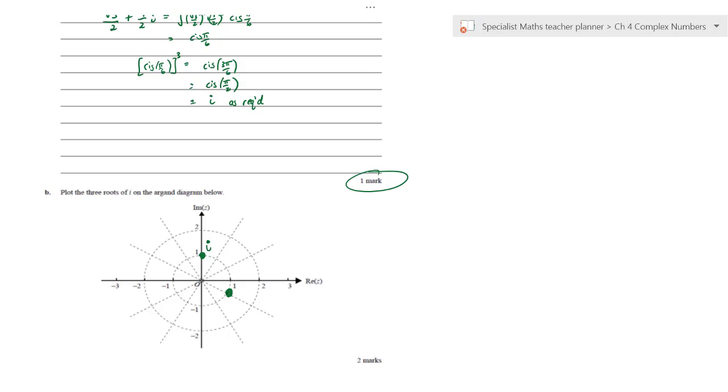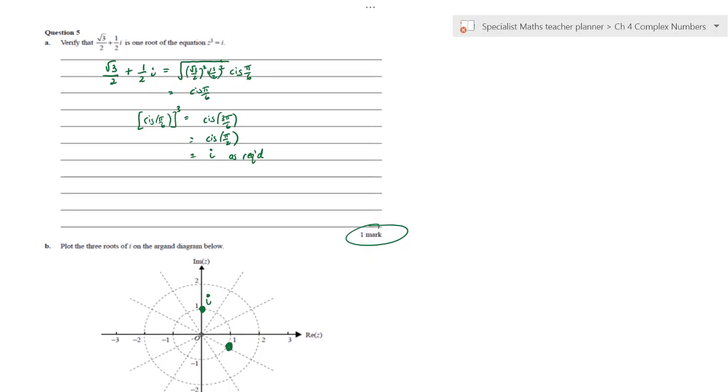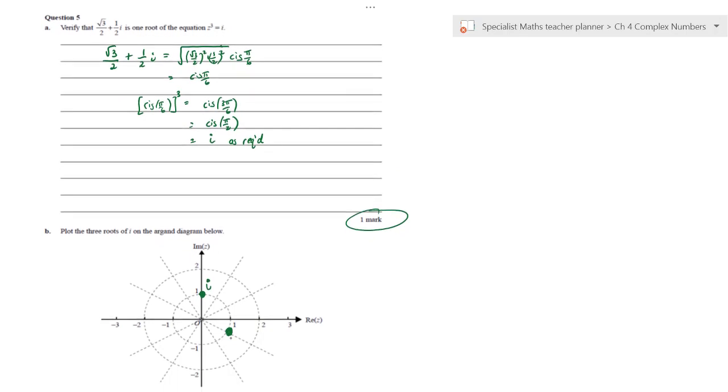Plot the 3 roots of i. So this is z cubed is equal to i. Okay, sorry, my apologies. One of the roots over here was the one we verified, root 3 on 2 plus i on 2. Where would that go? Didn't we say that it was over here? Pi on 6. So that's 1 root. Let's call that Z1. My apologies.